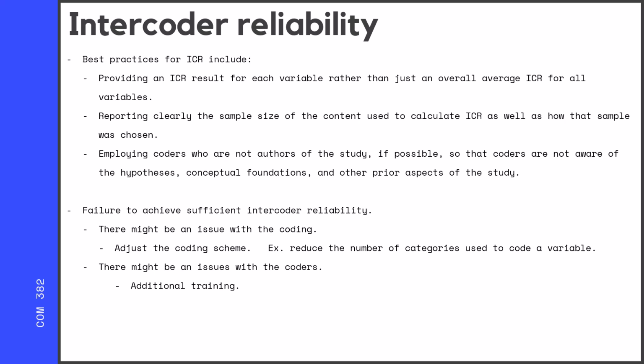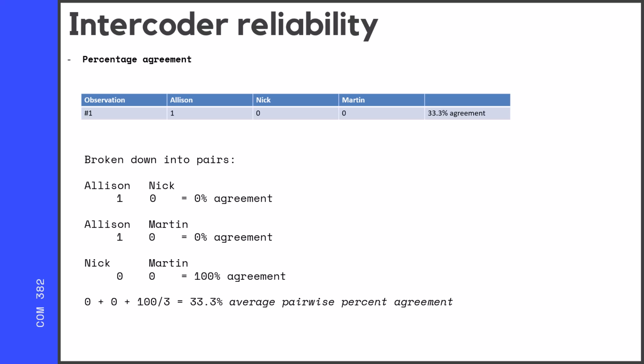So what happens if you can't get good intercoder reliability? Well, there might be an issue with the coding. You might have to adjust your coding scheme or your code book, or you might need to reduce the number of categories you're using. There also might be an issue with the coders, and you need to do more training with them.